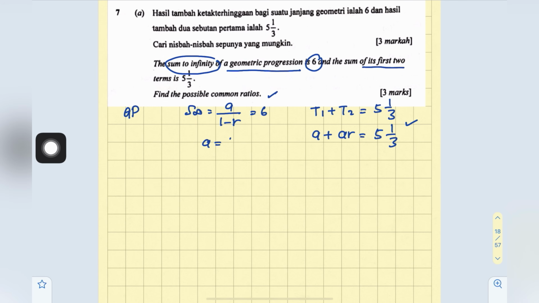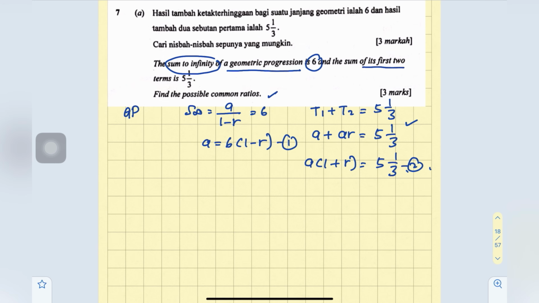A as subject, so 6, 1 minus R. This one we can also factorize A, 1 plus R equals 5, 1 over 3. Okay, so this is equation 1, this one is equation 2. So maybe we can substitute 1 into 2. So it is 6, 1 minus R, 1 plus R equals 5, 1 over 3.